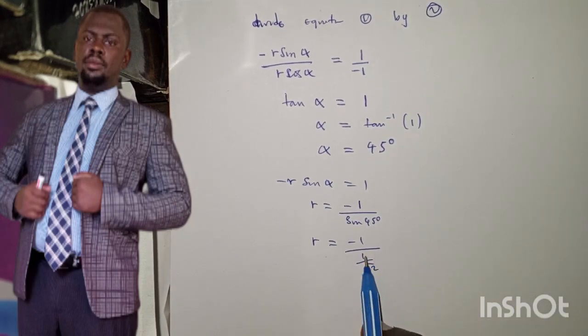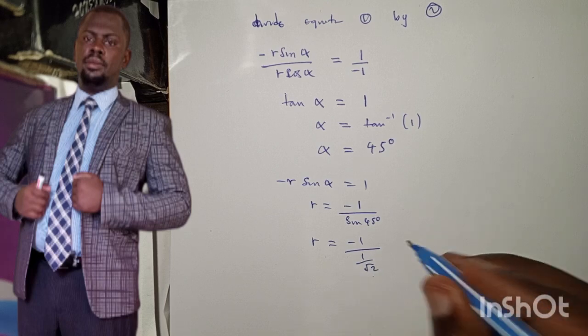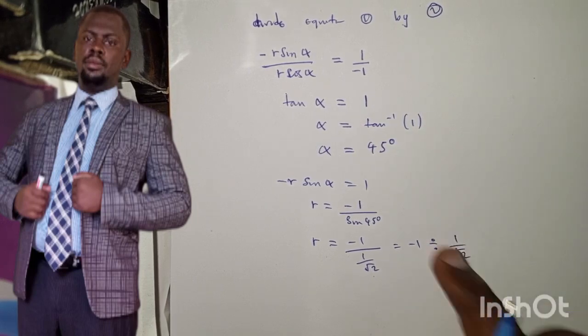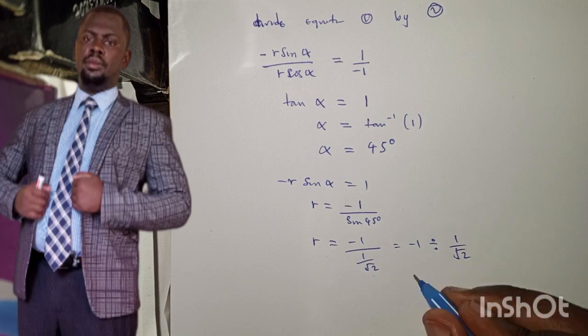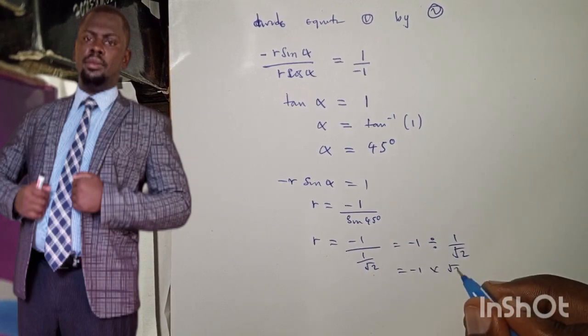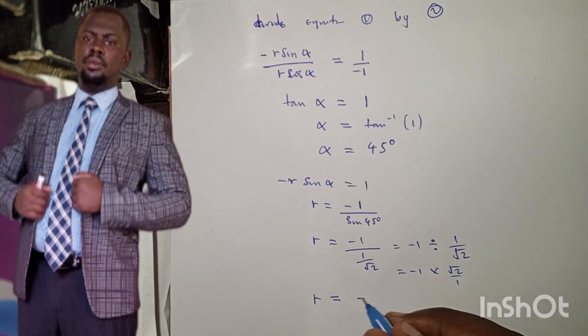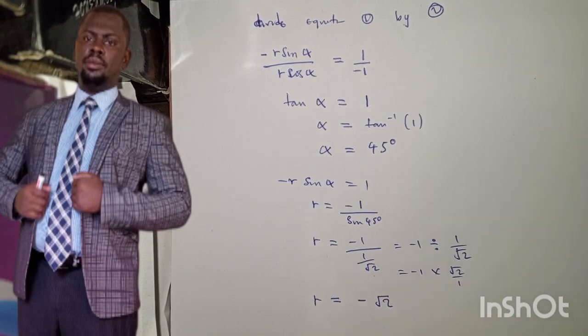Now, this is division. We have minus 1 divided by 1 over square root of 2. So the division will change to multiplication, and this fraction will interchange. So minus 1 times square root of 2 over 1. Okay, so we have minus 1 times square root of 2, then divided by 1. It's just minus square root of 2. So r is equal to minus square root of 2. Okay, so we have the value of r and the value of alpha.